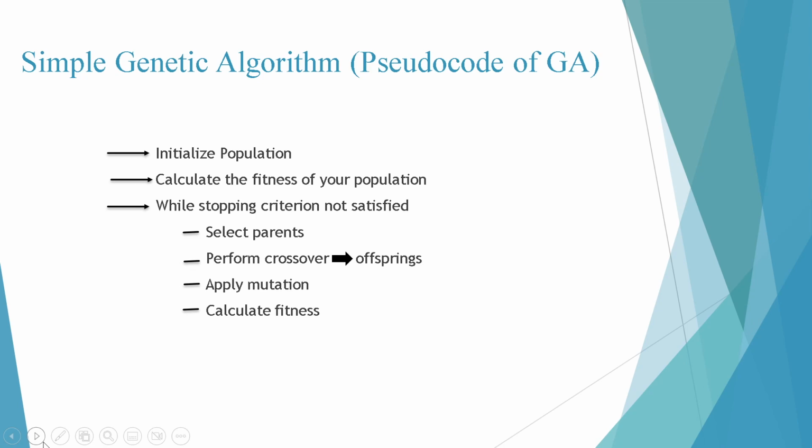The simple genetic algorithm pseudocode involves: initialize the population and calculate the fitness of the population. While the stopping criteria is not satisfied, we select the parents, perform the crossover to produce the offspring, and then apply the mutation and calculate the fitness. The process is looped until the stopping criteria is satisfied.